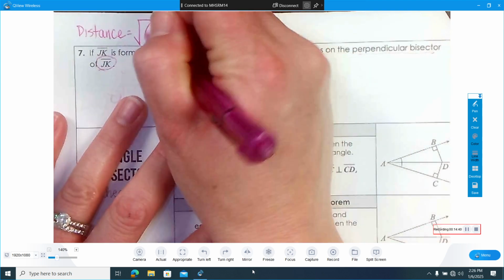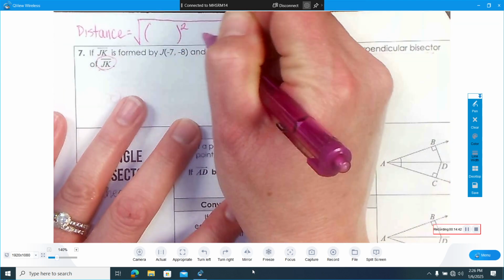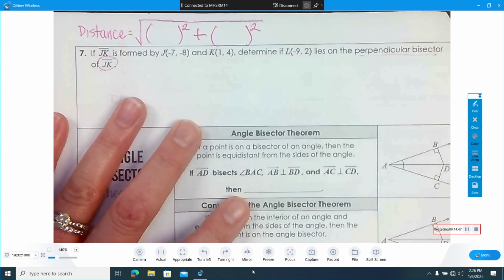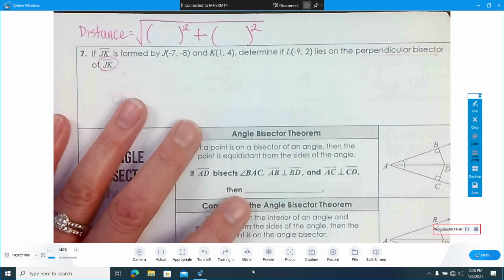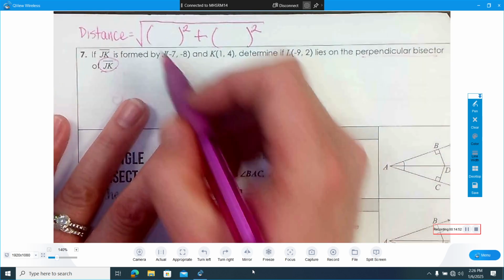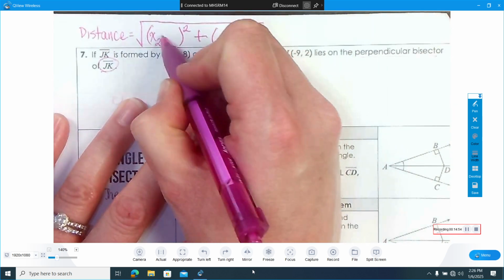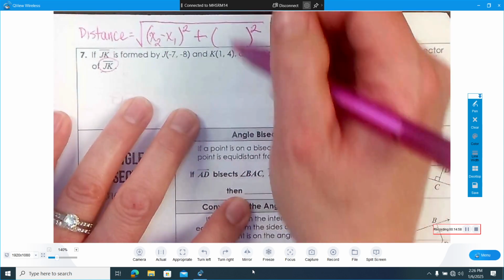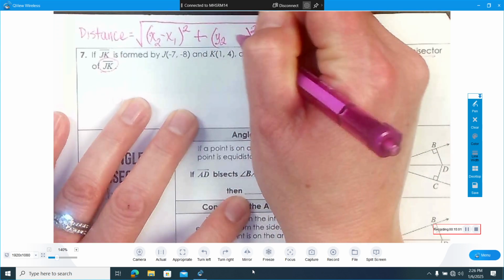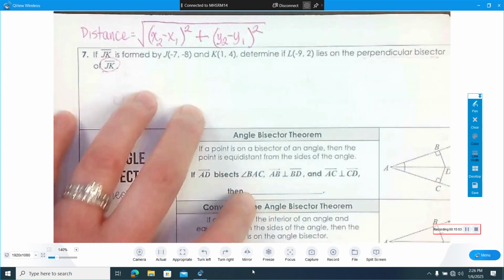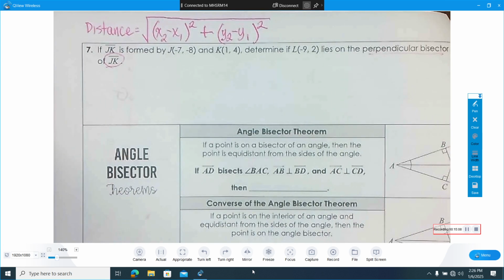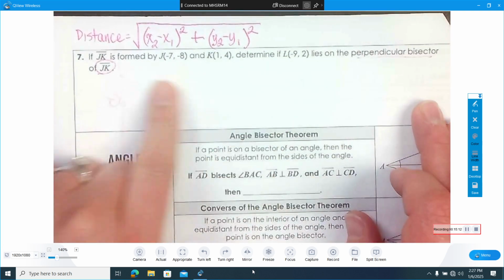The distance formula is a big giant square root. We're going to take something, square it, and add it to another thing that's going to be squared. And since we're dealing with ordered pairs, we're going to subtract some x's. So x2 minus x1, quantity squared, added to y2 minus y1, quantity squared. So that is the distance formula, and I'm going to show you how to work through that one more time today. But I do want a little picture here.